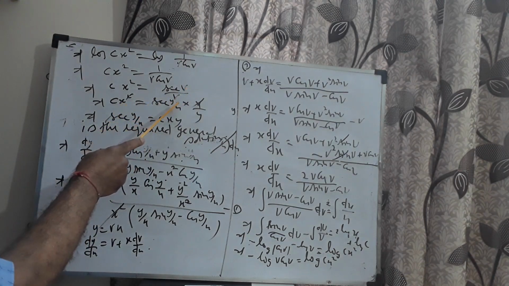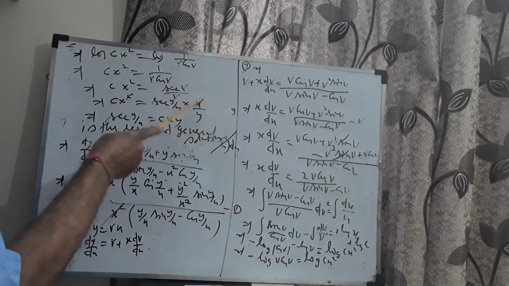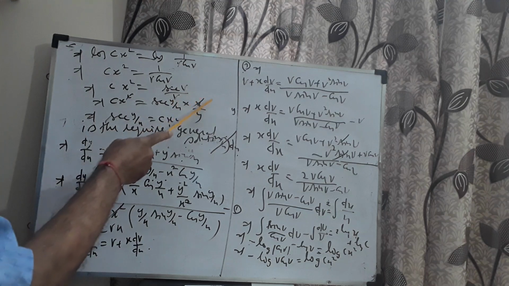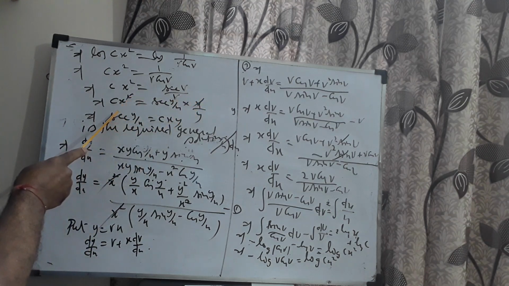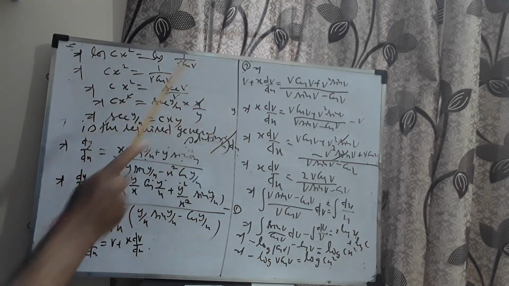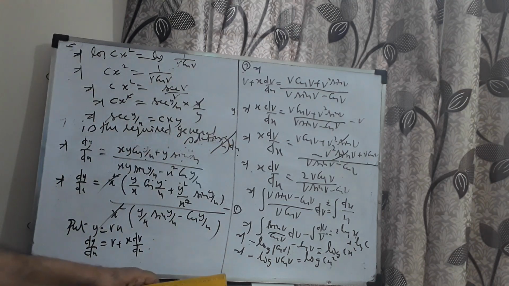Cx square is secant y by x. This x goes up, v is y by x. Therefore, one x gets cancelled. Secant y by x equal to cxy is the required general solution. That will be the final answer.